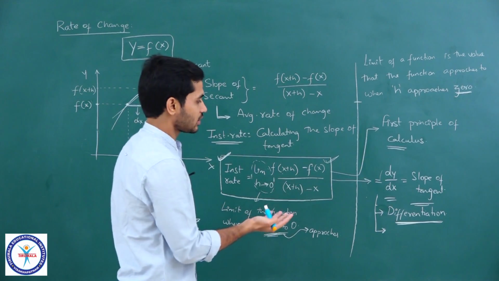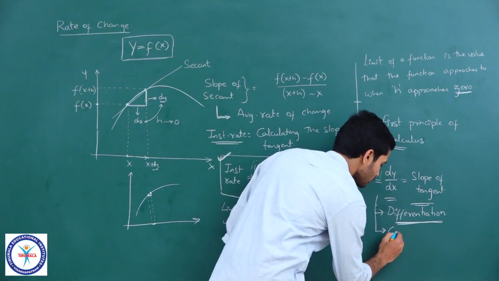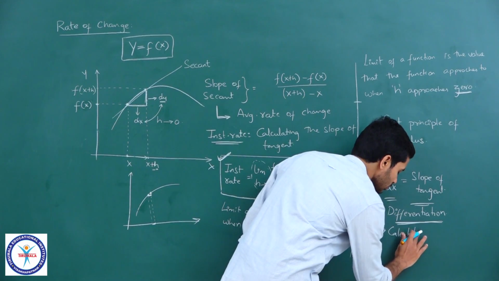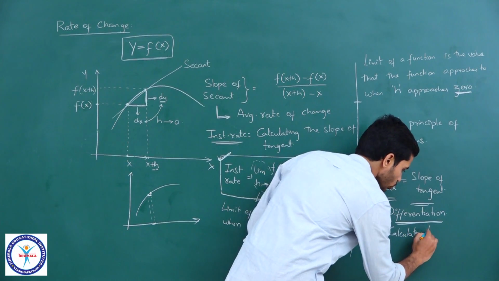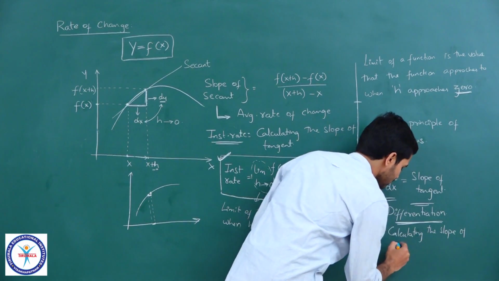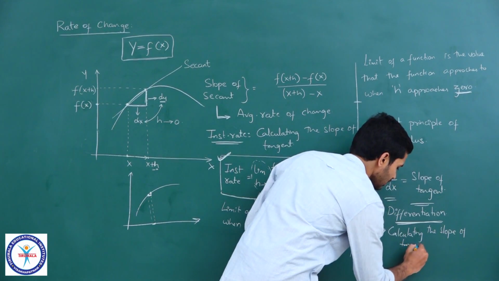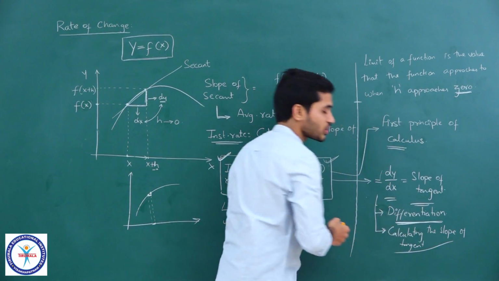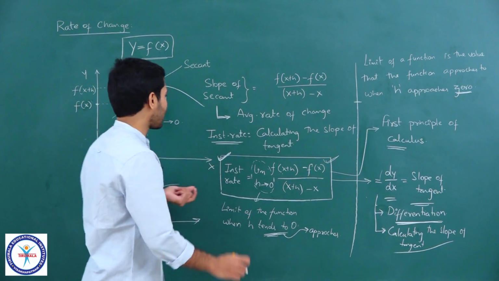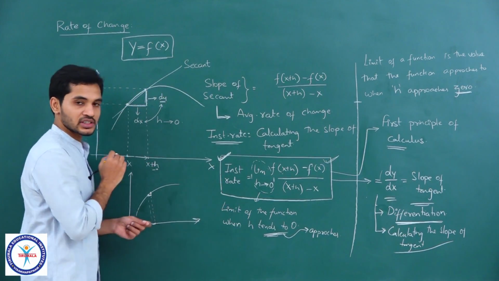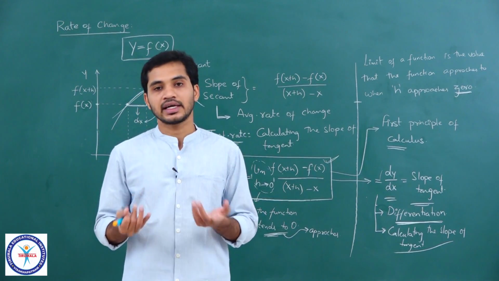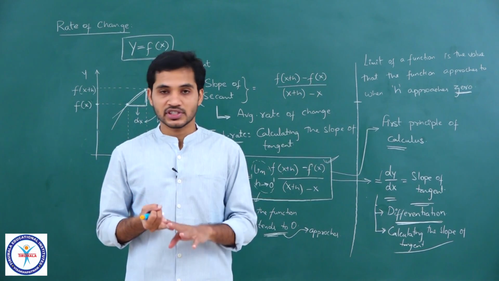Differentiation is nothing but calculating the slope of the tangent. So, all these sentences which I am writing here mean the same thing. What is that same thing? Finding out the slope of the tangent at a particular instant. So, that is dy by dx, that is differentiation.